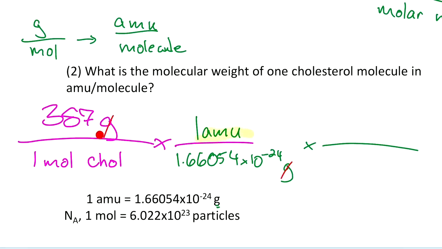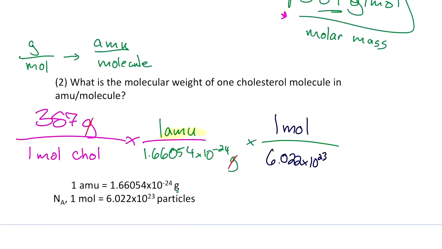So I'm done with the top. So let's convert moles to molecules. 1 mole of anything is 6.022 times 10 to the 23 particles. So I'm going to put 1 mole of anything on top, which is 6.022 times 10 to the 23. In this case, since we're talking about cholesterol molecules, this will be molecules on the bottom, right? And so we see those units cancel, mole cancels, and now we are left with the units AMU per molecule.